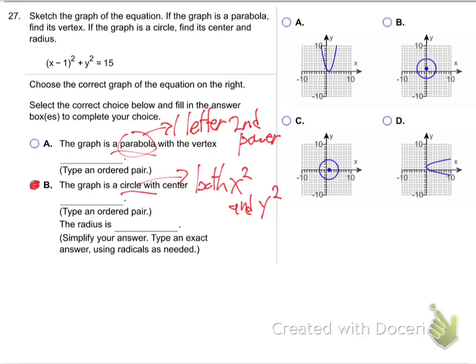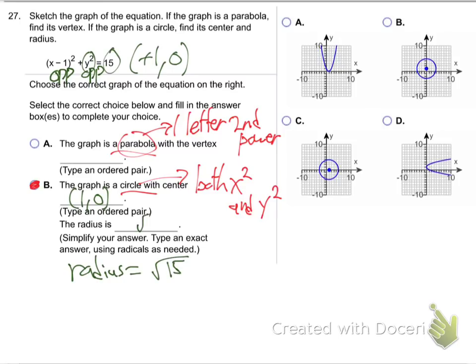So it's a circle. And what's the center? How do we get the center? Center is always the opposite of what's in the parenthesis, right? The opposite of what's in the parenthesis there, plus 1. What's in the parenthesis with y? Nothing. So 1, 0 is the center of the circle. And then what's the radius? The radius is always the square root of the number on the right. The square root of 15.